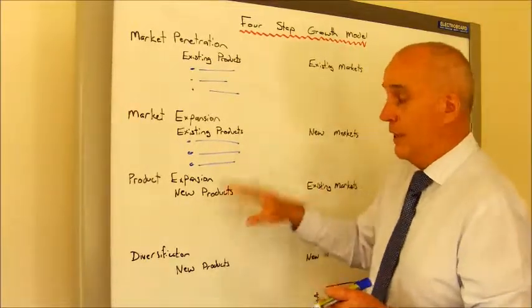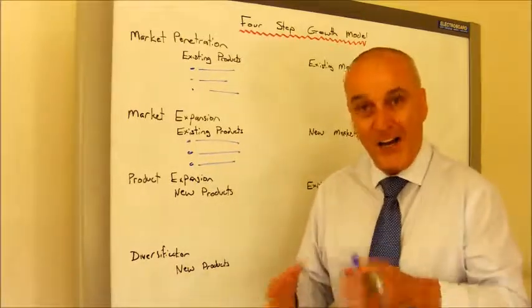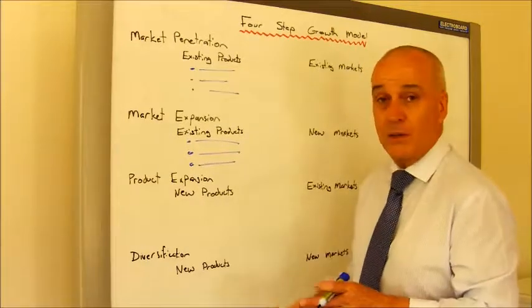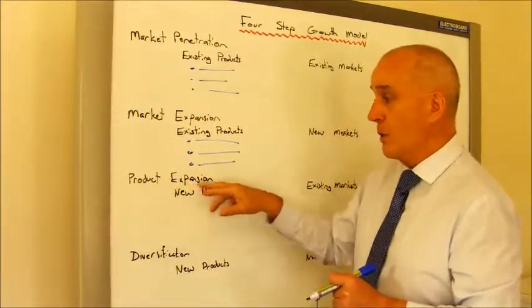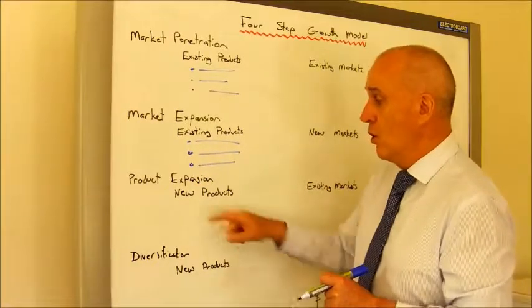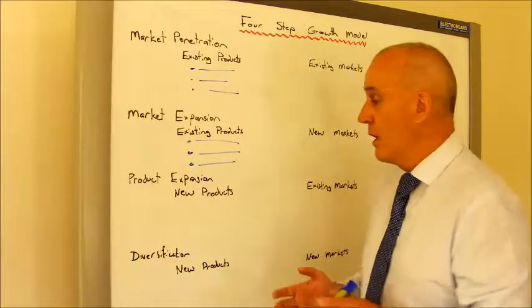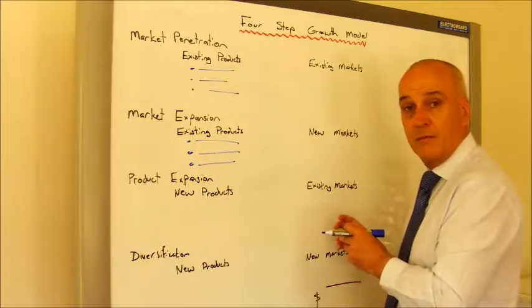Another way, and as we're going down this list, it's getting harder and harder and harder. So the easy ones are at the top, and the harder ones are as we come down towards the bottom. So the next one is going to be product expansion. What new products could we come up with? And how could we go and sell those to an existing market?